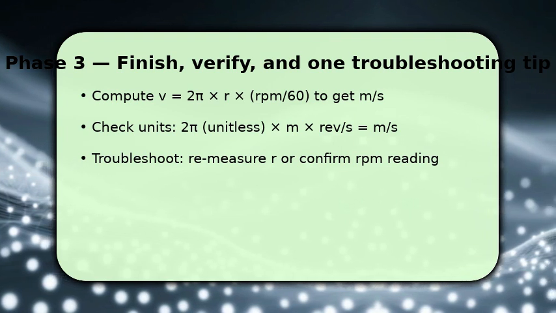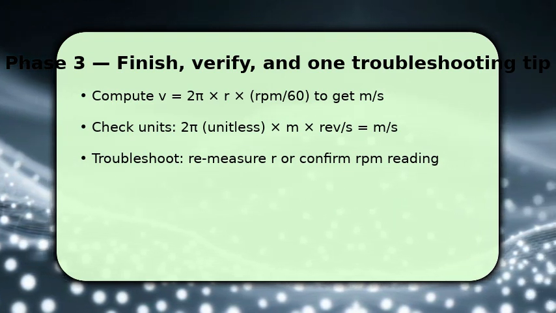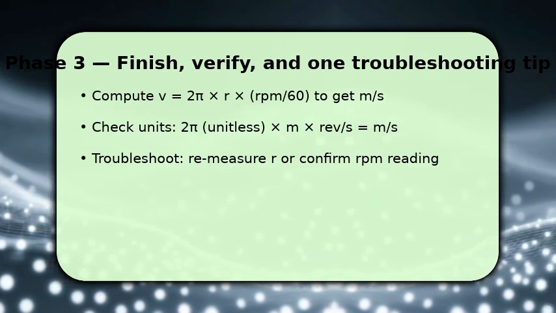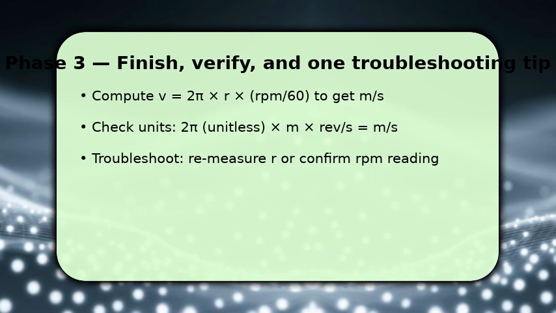One key troubleshooting tip: if v is too high or too low, check whether you measured diameter instead of radius. Halve that diameter and recalculate.